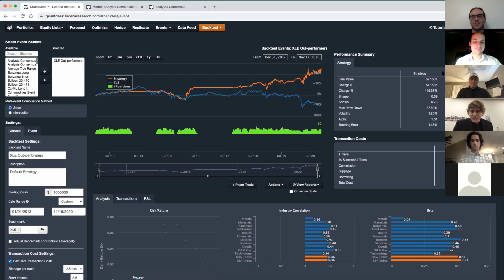This web-based platform, is that something you build in-house or is it something you purchase from a third-party provider? We build it in-house. That's the competitive advantage that we have here.